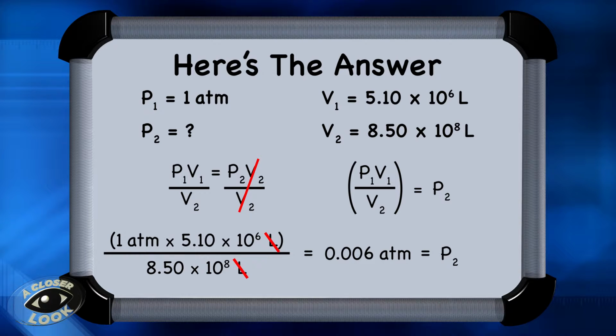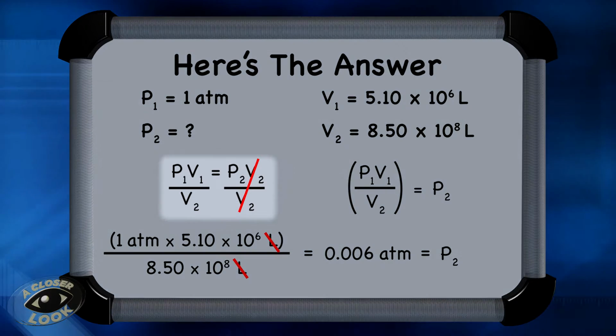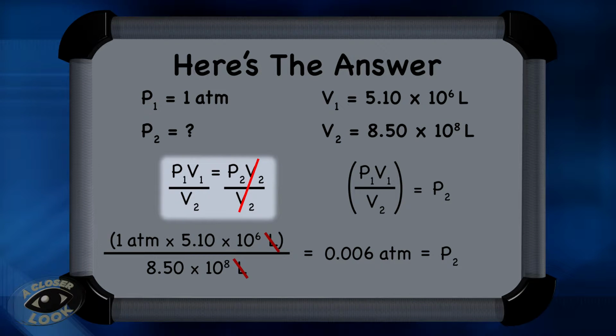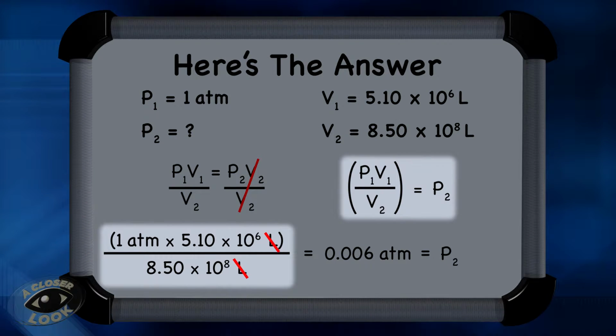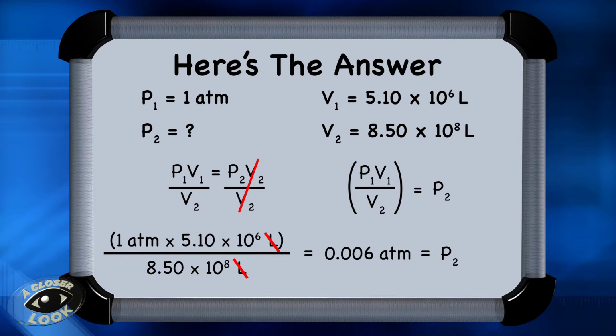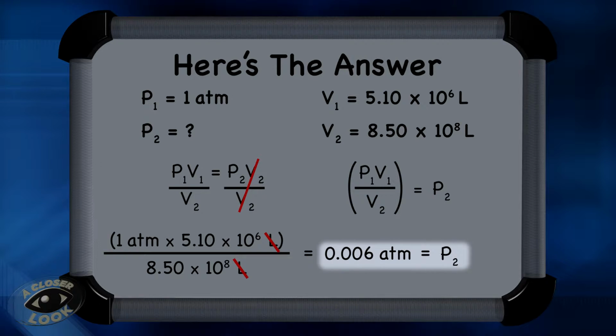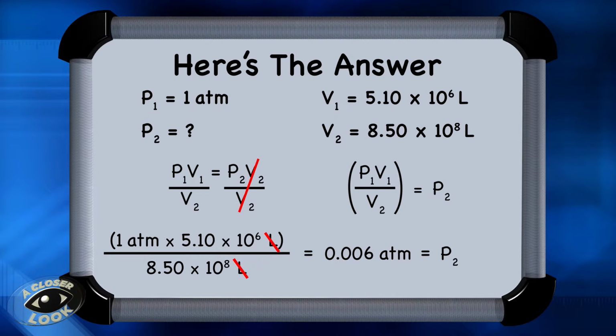We needed to solve for the final pressure, so we rearranged Boyle's law to isolate P2 by dividing both sides of the equation by V2. Once we plugged in the values that we had for P1, V1, and V2 and solved, we found that the external atmospheric pressure on Felix's balloon was only 0.006 atmosphere. This makes sense because at that altitude there aren't many gaseous molecules that can apply an external pressure on his balloon.